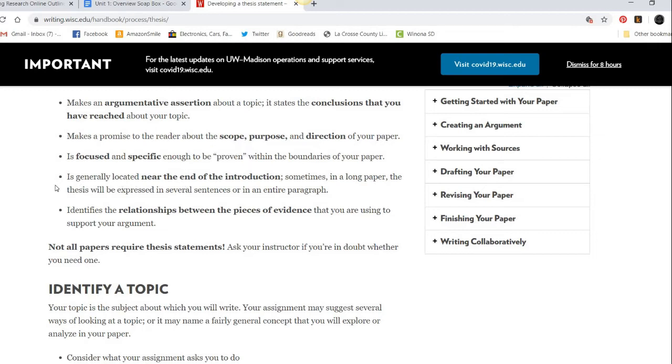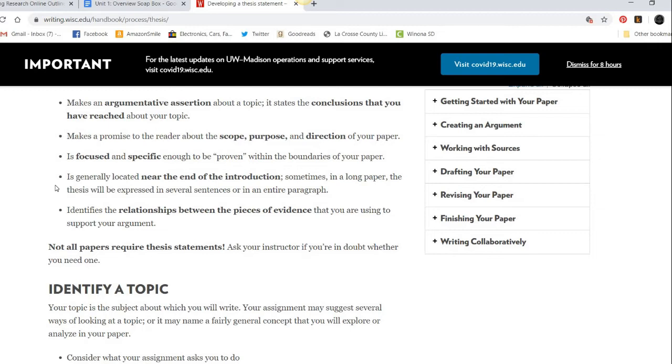Okay. It is generally located near the end of the introduction. Sometimes, in a long paper, the thesis statement will be expressed in several sentences or in an entire paragraph. Try to avoid having your entire paragraph of introduction be a thesis statement. It just gets really long and wordy and will lead to papers and topics that are so nitpicky that you hate them more than an average research paper.